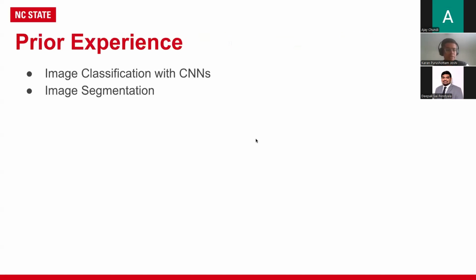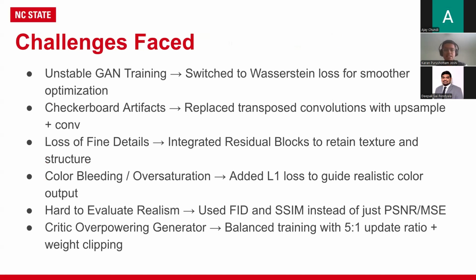We don't have any prior experience with this topic, but we have worked before with image-related topics like classification and segmentation. These are some of the challenges that we faced during our project. There was some unstable GAN training. We also lost a few fine details, and had some color bleeding and oversaturation. We also had some difficulty in evaluating realism.